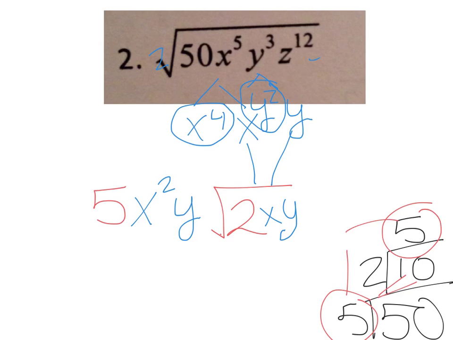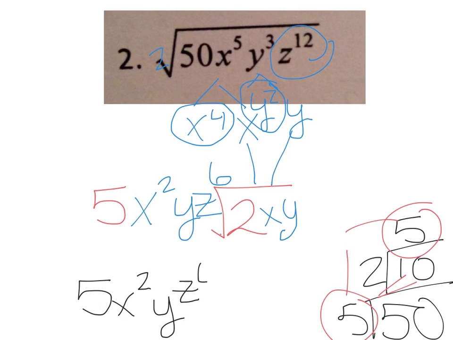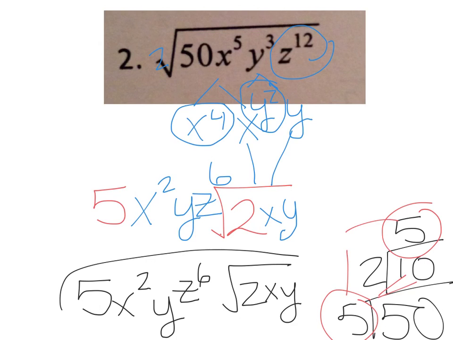And z to the 12th is evenly divisible by 2, so I can do that entire radical, leaving me with z to the 6 out front. So writing it all together, I would have 5x squared y z to the 6 square roots of 2x y. It's the final answer.